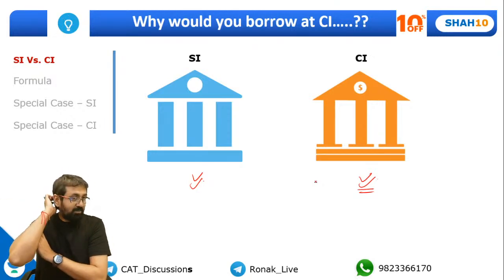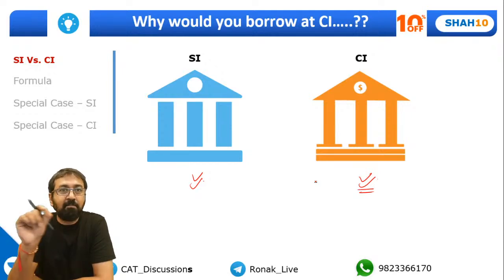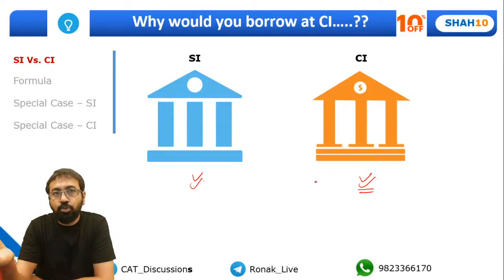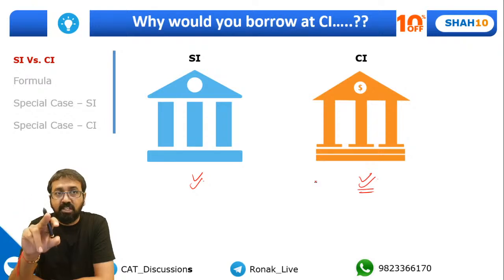Friends, please understand, CI compound interest and SI simple interest, ultimately both of these are related to when you borrow money or when you lend money. Interest is nothing but the charges that you pay for using the money. Now, if you are giving a loan to someone, you will recover those charges from him. That is called interest. Now this interest calculation can be done either in the simple interest way or in the compound interest way.